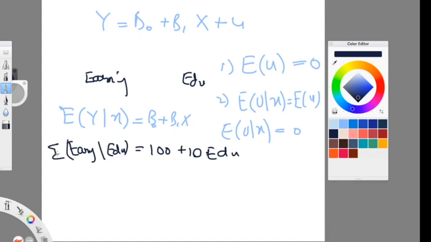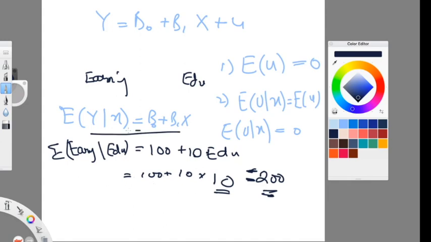If somebody had 10 years of education, this would mean that on average, and that's what I'm trying to stress, somebody with an education of 10 years would have an earning on average, not exactly. Not everyone is going to be earning 200 rupees. On average, they'd be earning approximately 200 rupees. So this equation is called the population regression.